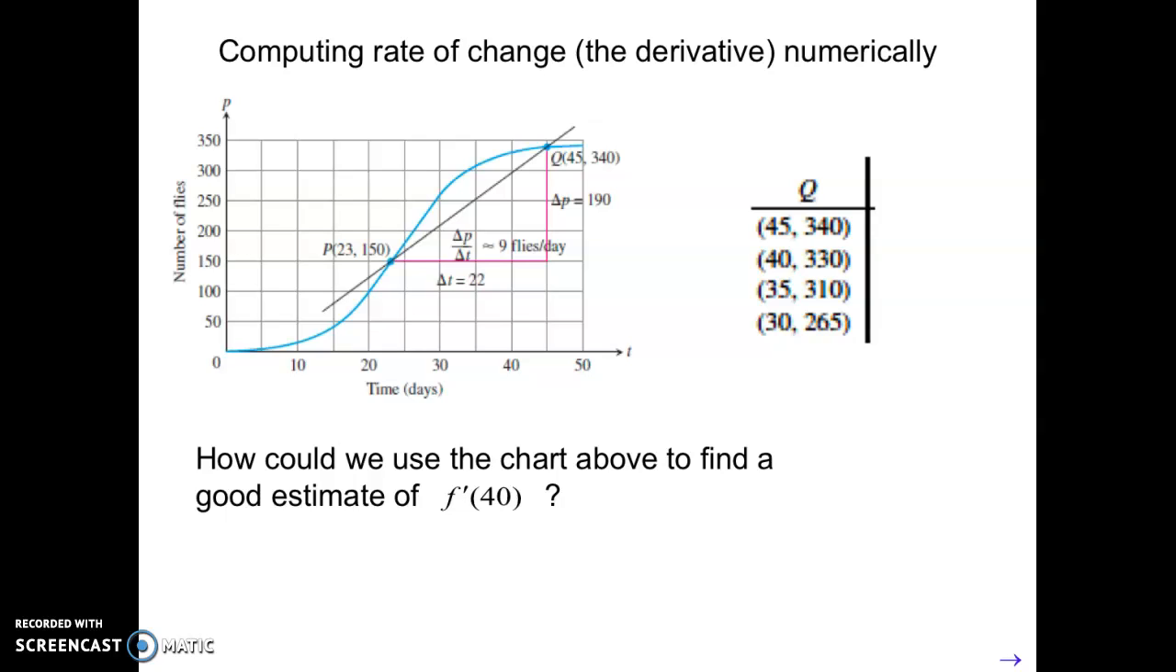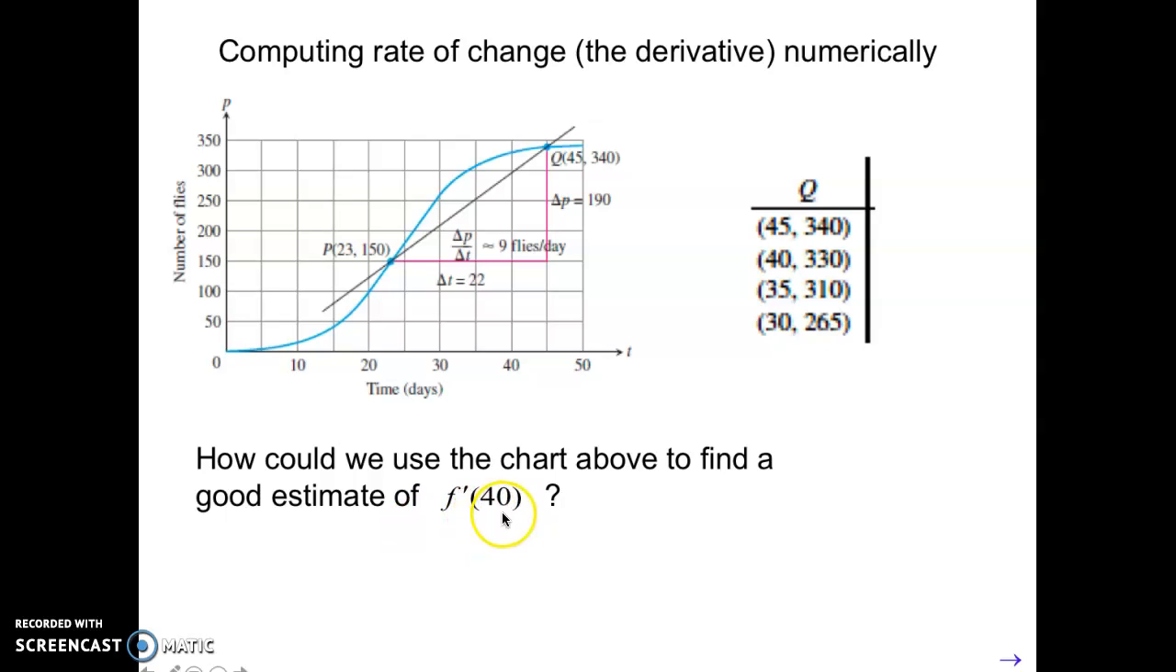All right, so before we actually do some algebraic work and do some calculations here, let's just think of it numerically. Let's compute the rate of change of a derivative numerically. So if I gave you this curve where you're looking at the number of fruit flies over a time in days, and the blue curve is this curve over that time period. I also give you a table of values here, so we're looking at it numerically with a table of values. How could you use the chart above to find a good estimate for the derivative at 40?